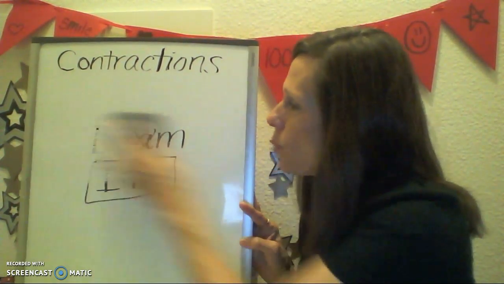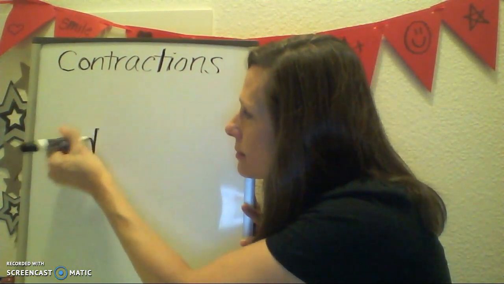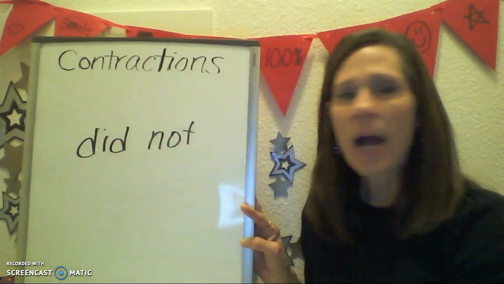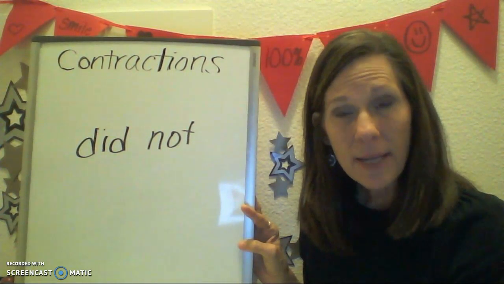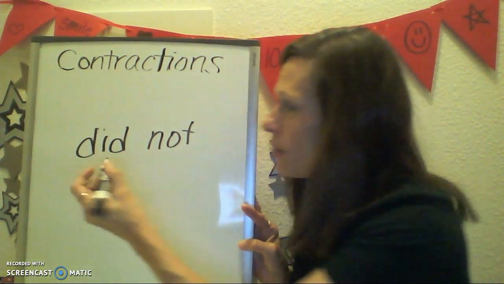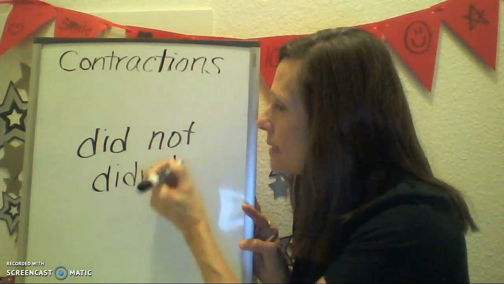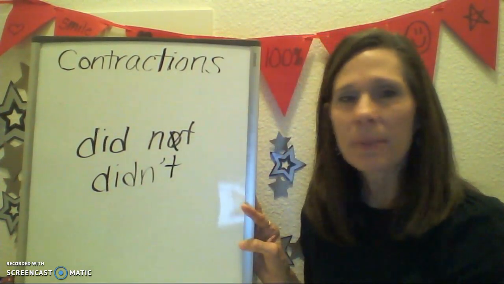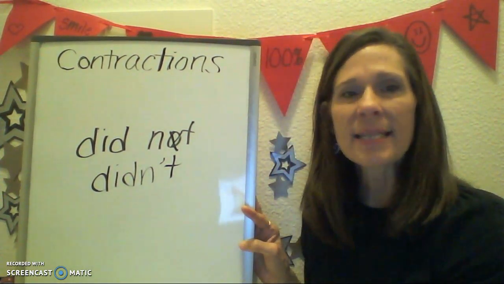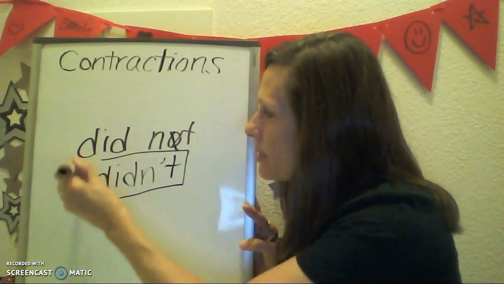Okay, so let's do one more. Let's do did not. How about I did not finish my homework? Okay, so now I'm going to take "did" and "not" and put them together, right? And my O is my missing letter, and my apostrophe replaces the O, and now my contraction is didn't. I didn't finish my homework. Okay, so there is my contraction.